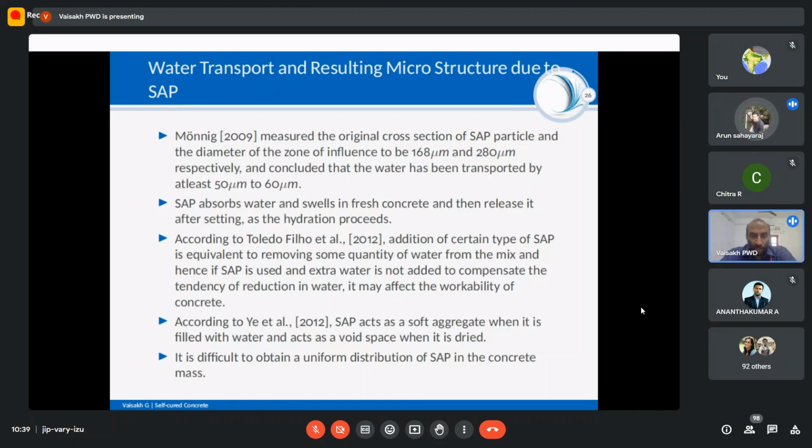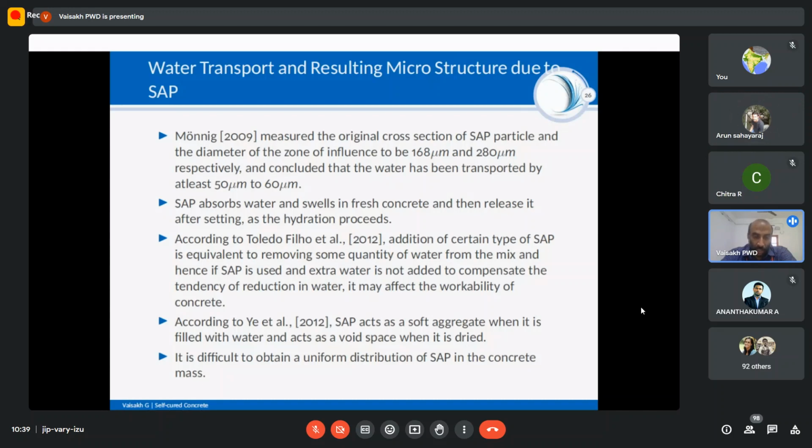Toledo in 2012 described this process as using sap being equivalent to removing some quantity of water from the mix, and hence if sap is to be used, extra water should be added to compensate, otherwise it may affect the workability of the concrete. So this is a different perspective: when sap is used, it absorbs water, and then extra water has to be provided to the concrete to compensate for the workability. We'll come to that later.